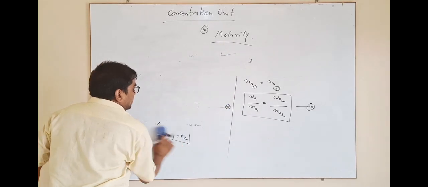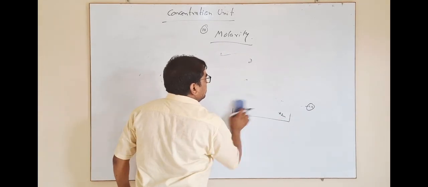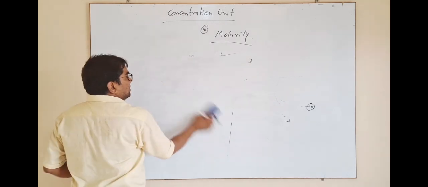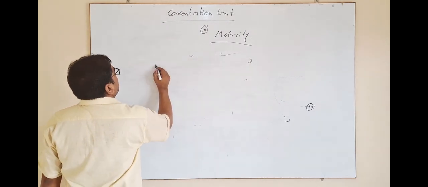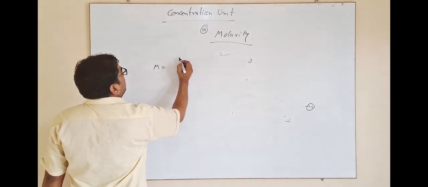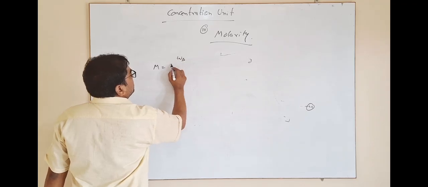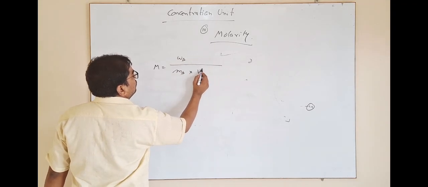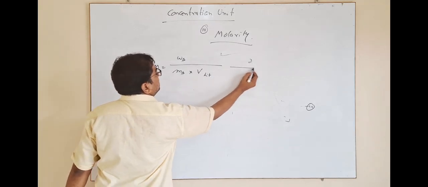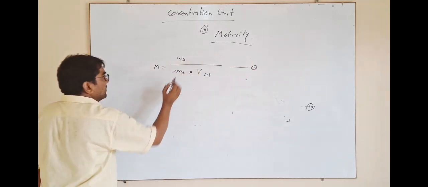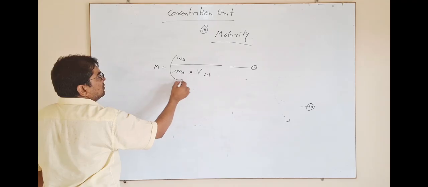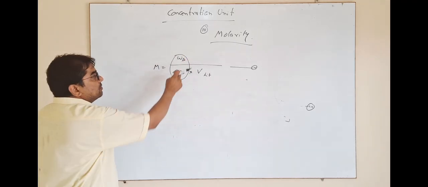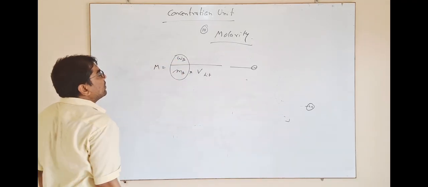Next, in molarity, the basic equation is molarity M equals mass of solute divided by molecular mass of solute into volume of solution in liter. This is the main equation. Here, what is the value of WB by MB? This is the moles of solute.